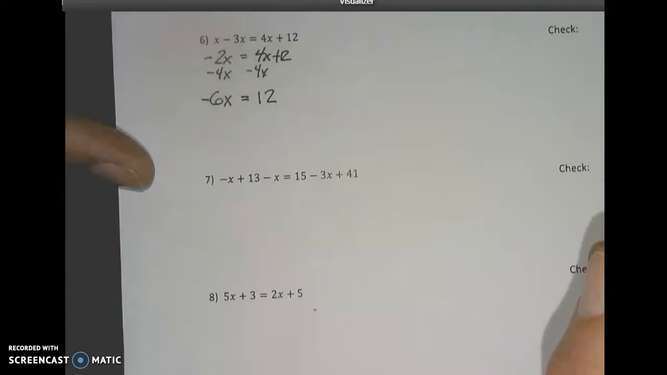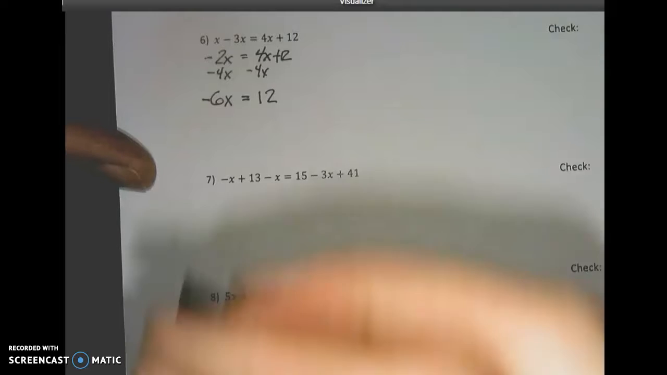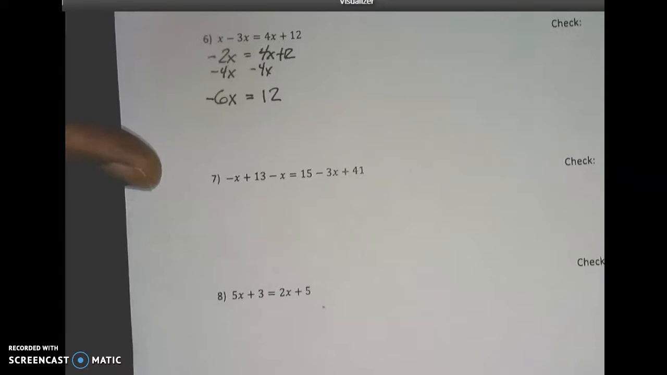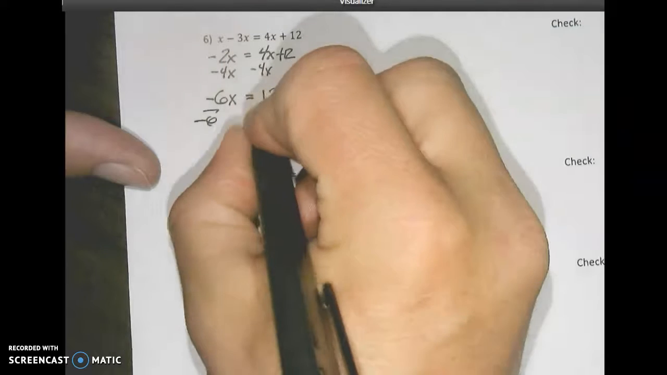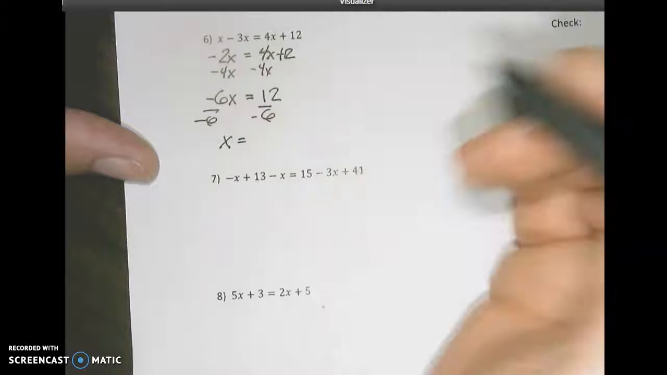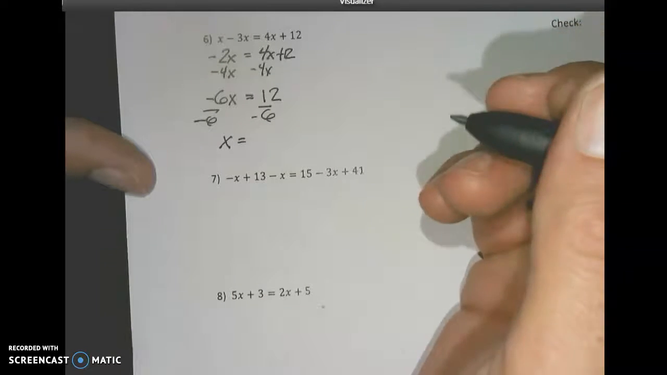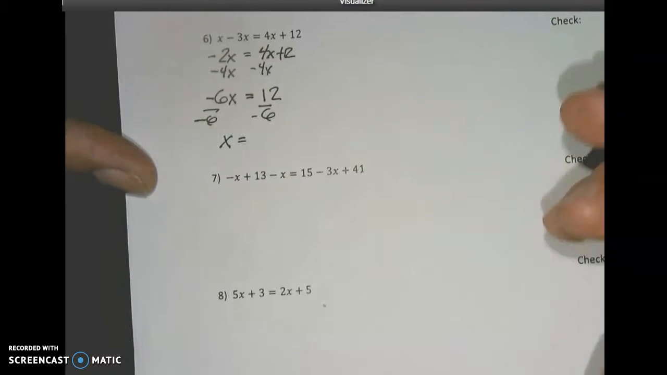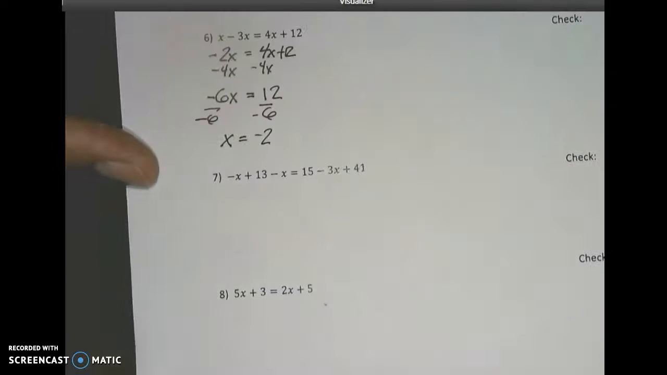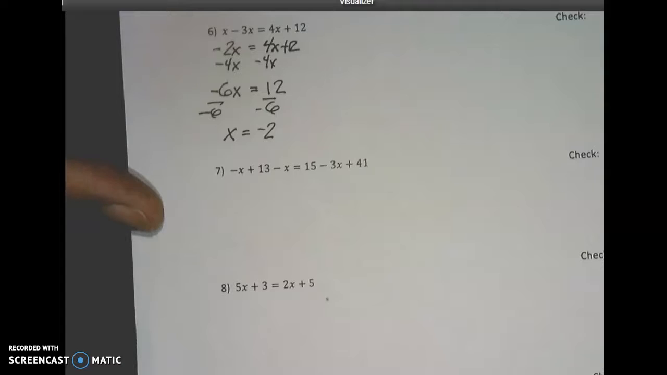What operation is negative 6x? Multiplication. Sorry, you caught me in the middle of a yawn. So multiplication, what's the opposite of multiplication? Division. So I'm going to divide by -6. What's 12 divided by -6? And you would say -2. 12 divided by -6 is -2.